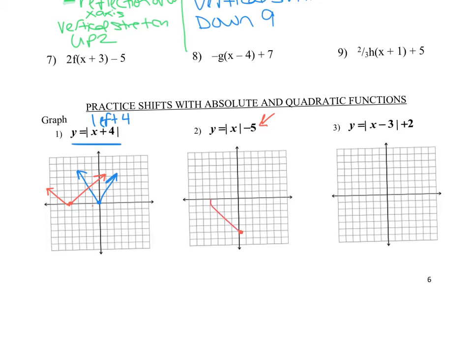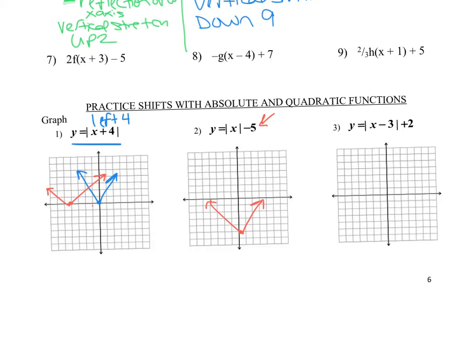Okay. The next one here is doing two things. It's taking the parent function and moving it right 3, because that's a negative 3 on the inside of the parentheses in a way. I know that these are the bars of the absolute value, but they behave the same way as the parentheses.